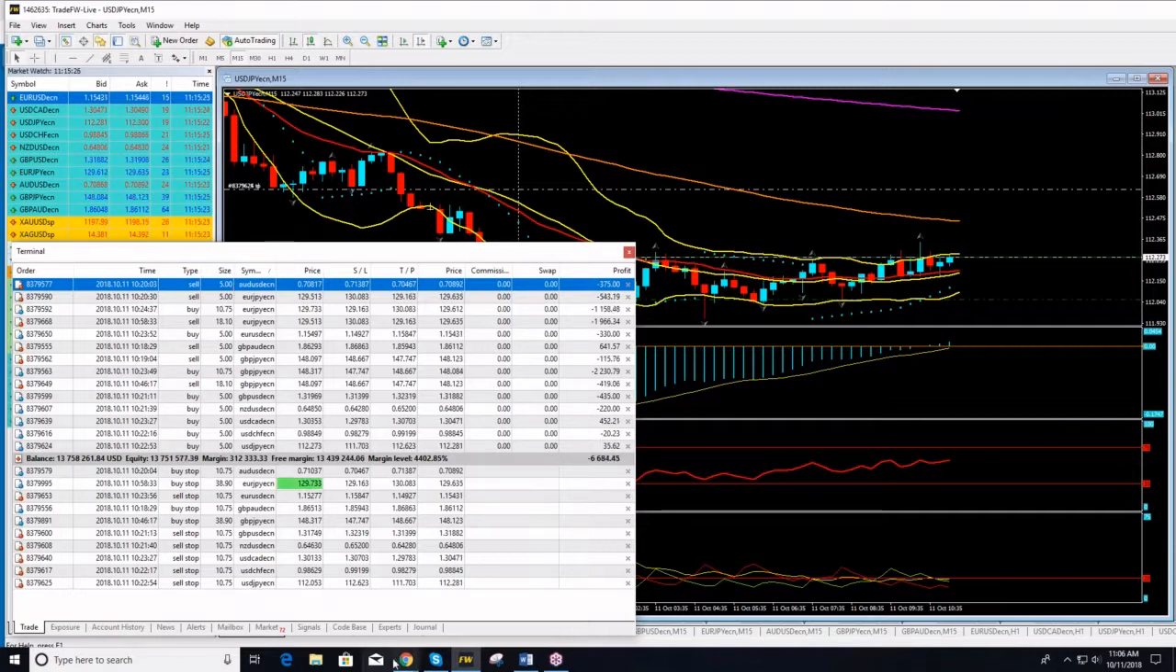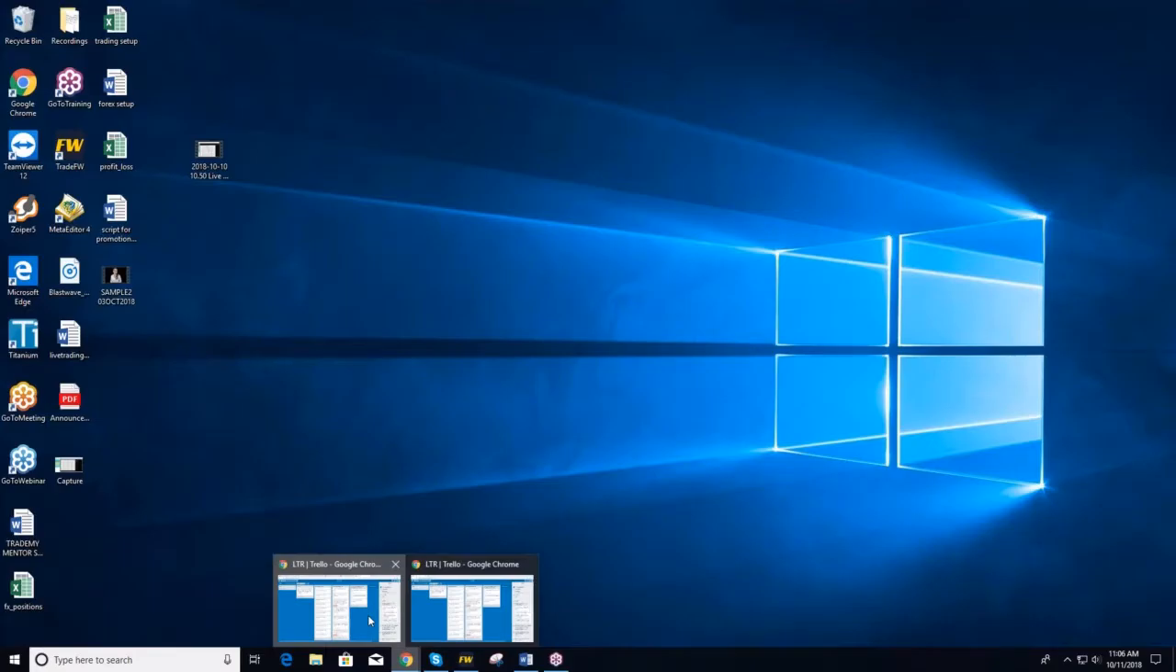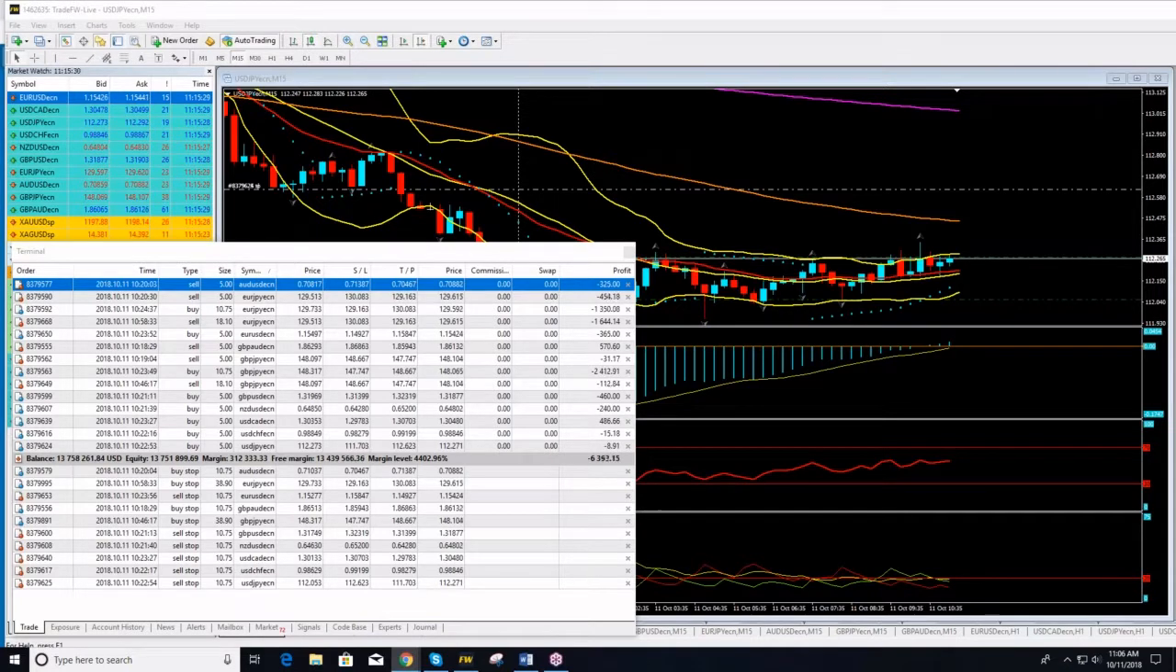Now, regarding news announcements for today, we have a Carney speech in a few moments. So we are patiently waiting at 12 o'clock, actually, in approximately 45 minutes from now. We have Bank of England's Governor Carney speech.